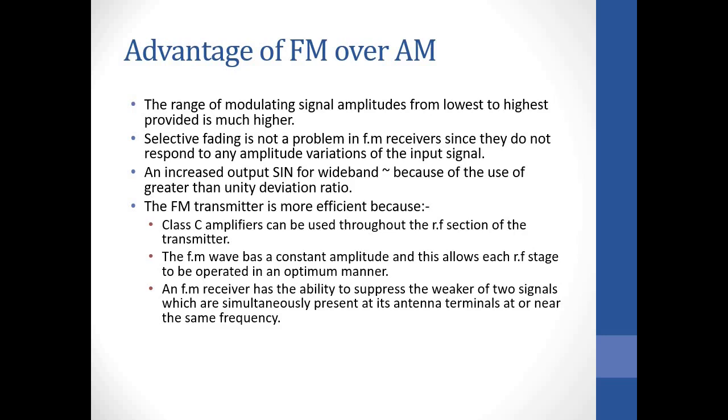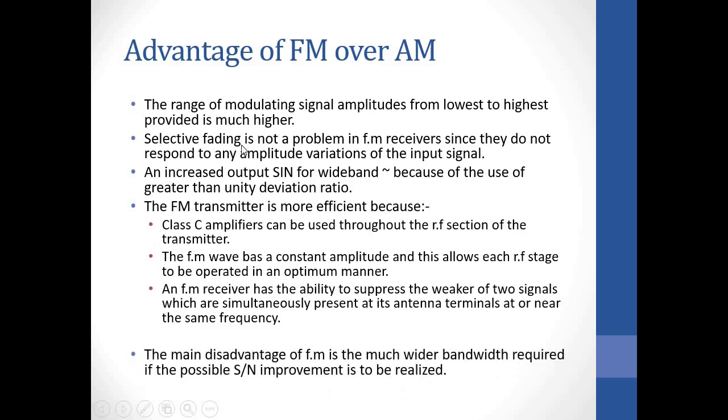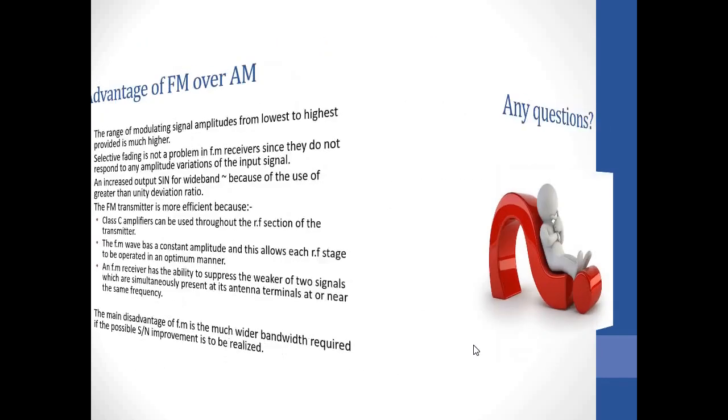The FM wave has a constant amplitude, and this allows each RF stage to be operated in an optimum manner. An FM receiver has the ability to suppress weaker signals. So these are the advantages of the FM signal, and the major disadvantage is the increase in bandwidth.